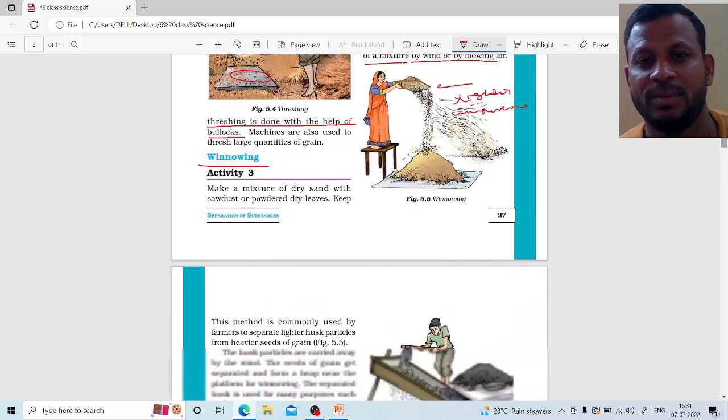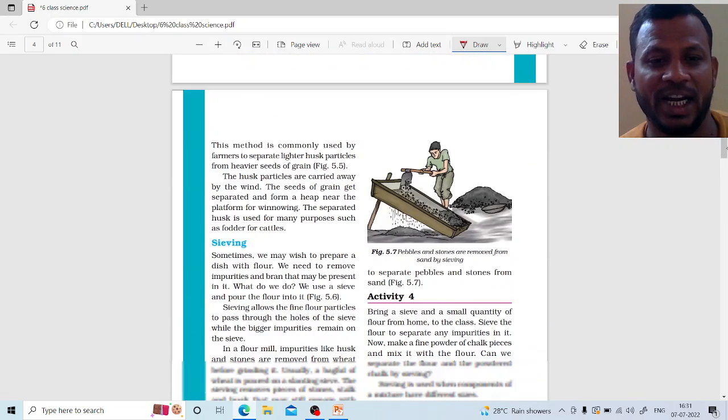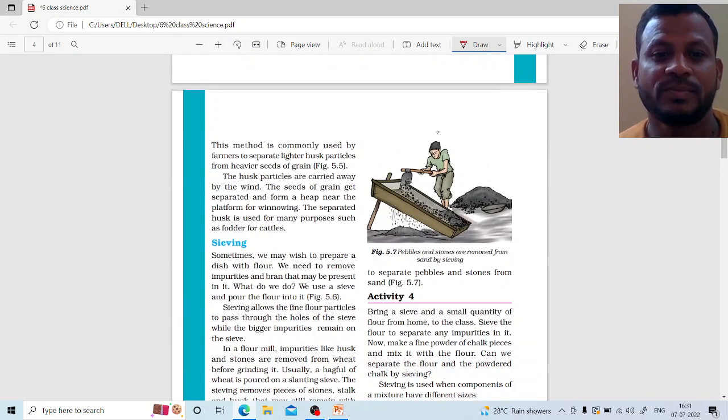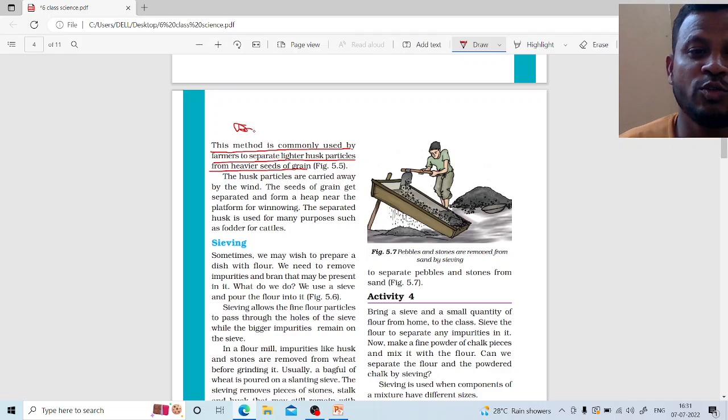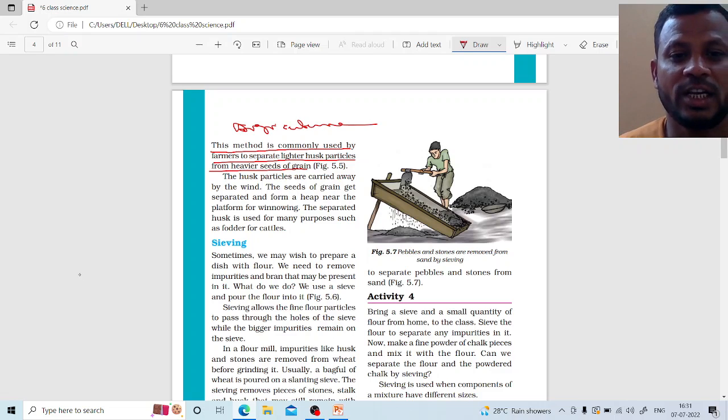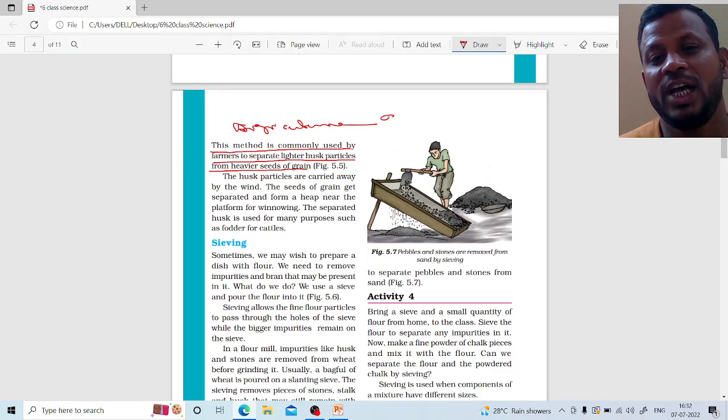I am directly coming to the point. The winnowing method is commonly used by farmers to separate the husk particles from the heavier seed of the grains. This is used in agriculture. The farmer removes the impurities from the grains with the help of air.